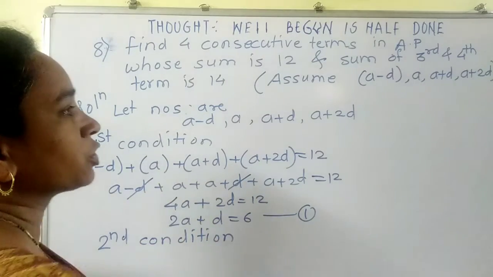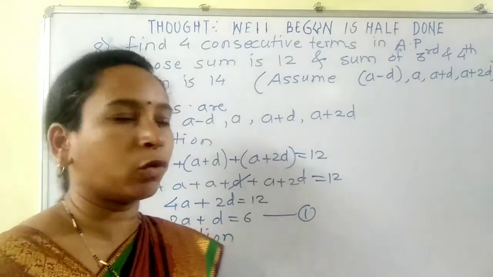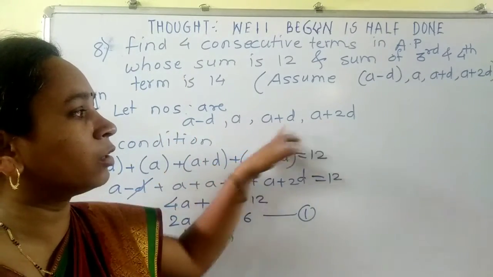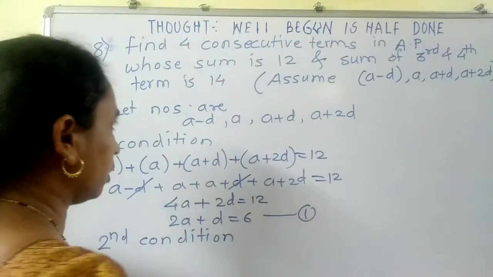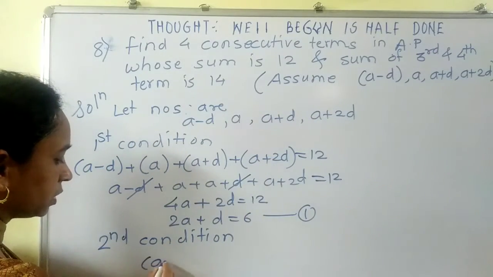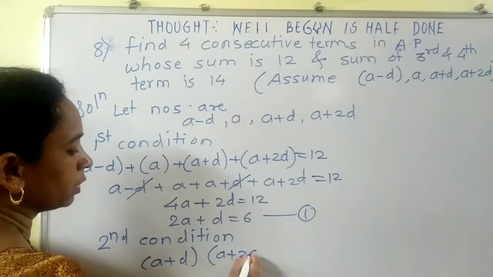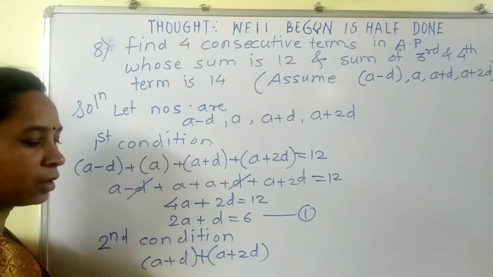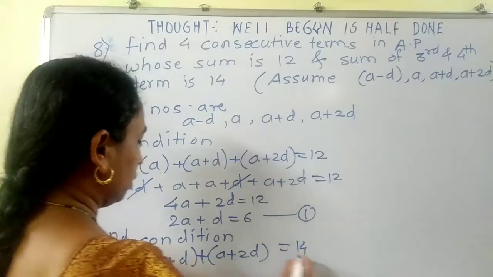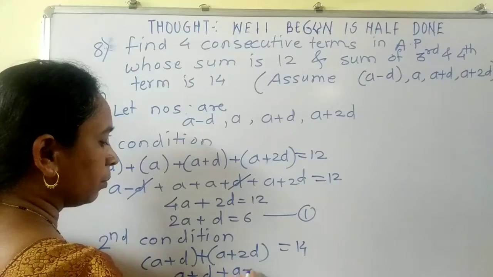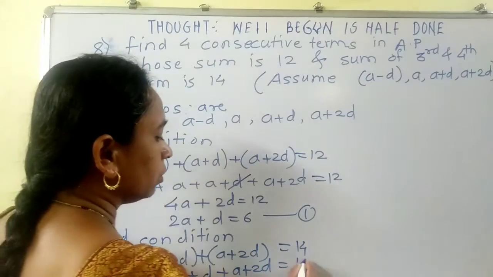In the second condition, they said that the sum of the third and fourth term is 14. I have considered these as the first, second, third and fourth terms. Their sum is given as 14. So the third term is A plus D, and the fourth term is A plus 2D. Their sum is 14. If you open the bracket, A plus D plus A plus 2D is equal to 14.